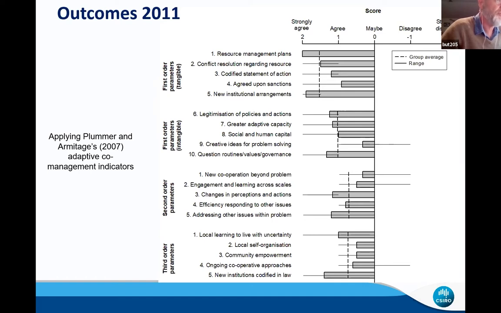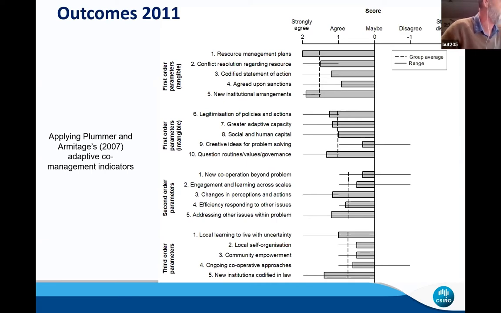We asked them to score against each of these outcome indicators how they thought what was called the Moray Firth Seal Management Plan was actually tracking. So you can see we've got first order parameters which are tangible, first order parameters which are intangible, second order parameters and third order parameters.